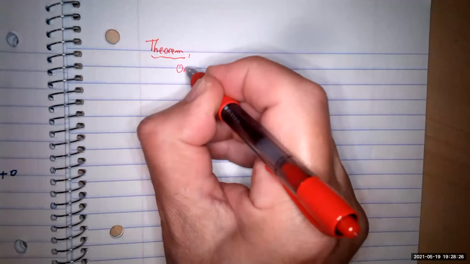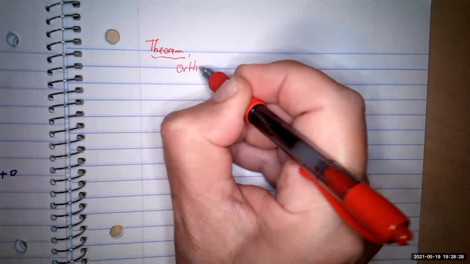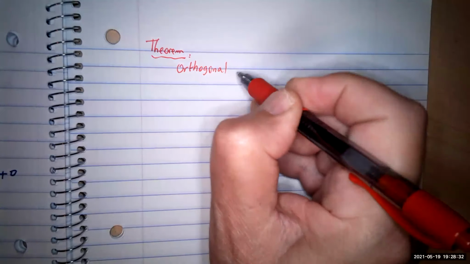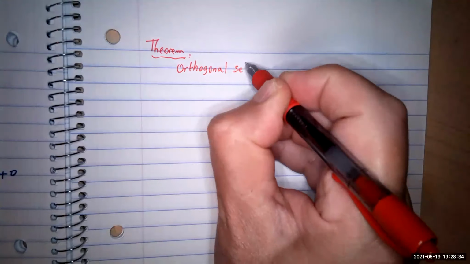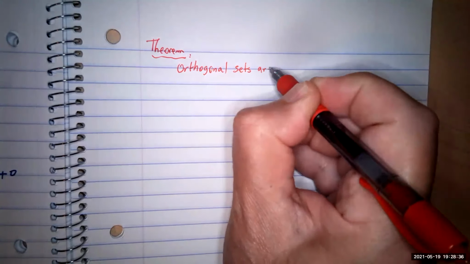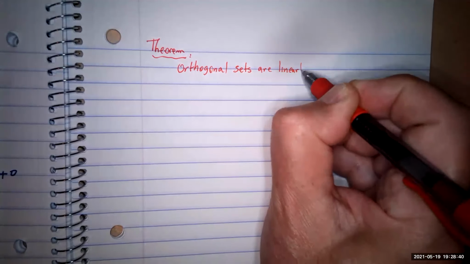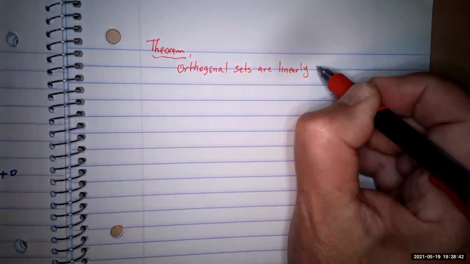The theorem that we have simply tells you that orthogonal sets are going to be linearly independent.